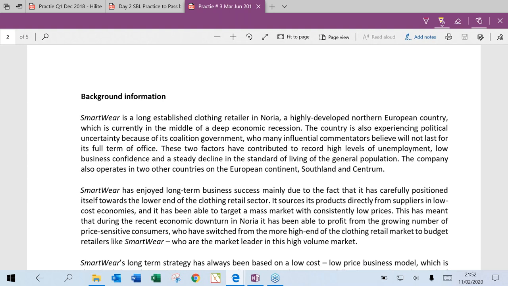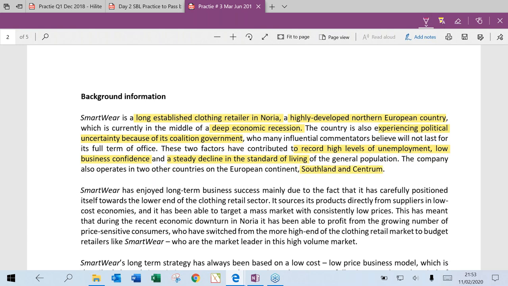Smartware is a long-established clothing retailer in Noria, a highly developed northern European country, which is currently in the middle of deep economic crisis. Whoa, too much information. And the country is also experiencing political uncertainty. Because of its coalition government, who many influential commentators believe will not last for its full term of office. These two factors have contributed to record high levels of unemployment, low business confidence, and a steady decline in the standard of living of the general population. The company also operates in two other countries on the European continent, Southland and Centrum.